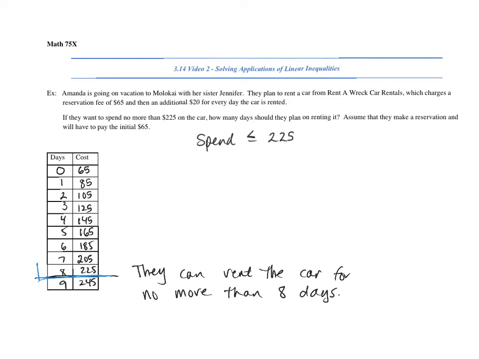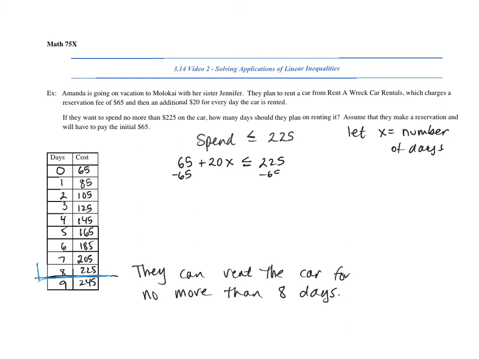Now, we could have also used algebra. If we have what we're going to spend, we can write an inequality for that. We're going to spend $65 no matter what, and then plus $20 for every day we rent it, and we'll define our variables. Let x equal the number of days. Then what we spend can be equal to 225 or anything less than that. And then we can go through and solve that.